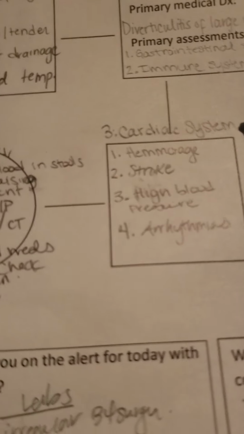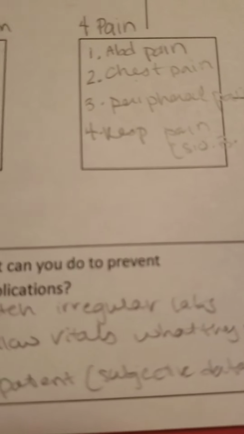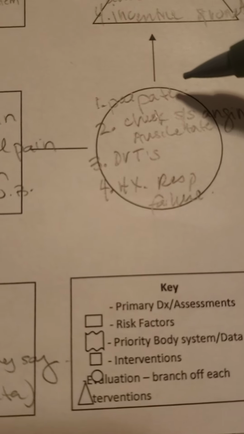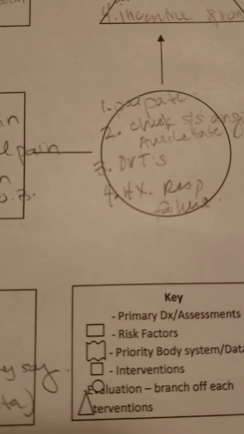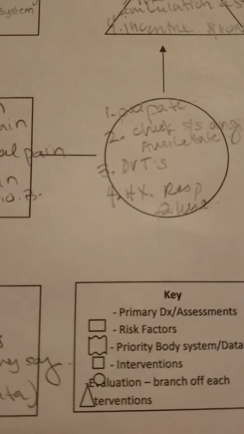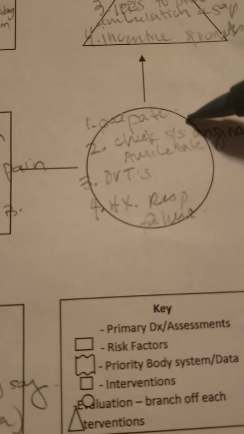Next would be cardiac system. So checking for, I already did that one. Okay, so going to pain. Then you check for abdominal pain. Obviously, the patient's going to have some abdominal pain, but getting ahead of that pain because we want to give around the clock medication to make sure the patient is not hurting and that they can rightfully assess all the other vitals and give other subjective data.